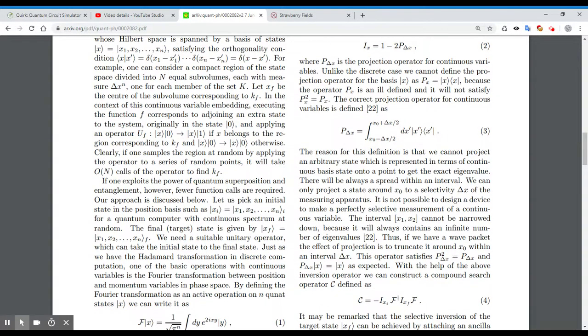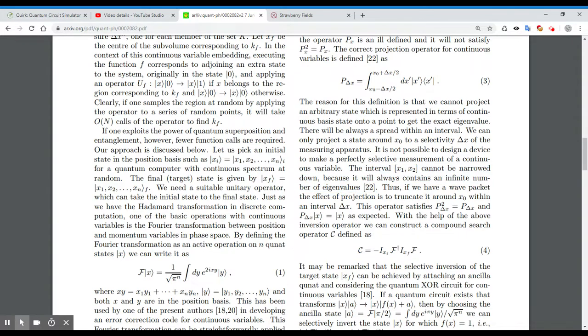The reason for this definition is that we cannot project an arbitrary state which is represented in terms of continuous basis states into a point to get the exact eigenvalue. There will always be a spread within an interval. We can only project a state around x0 to selectivity. It's not possible to design a device to make a perfectly selective measurement of a continuous variable. The interval x1, x2 cannot be narrowed down because it will always contain an infinite number of eigenvalues. Does this mean that you cannot squeeze to the extent that it's just going to be like a spike at that point? Maybe that's what it means. I don't know.